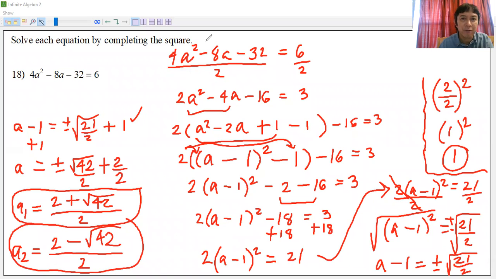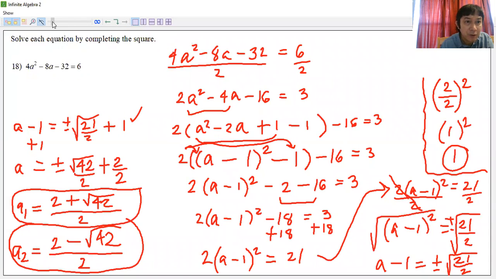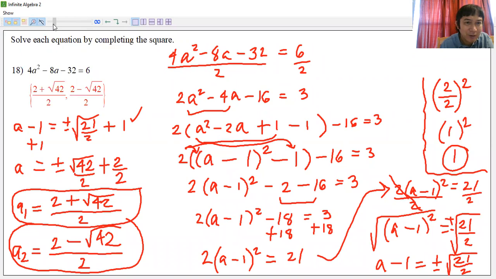And we can now verify the answers. All right, let us see. This is our answer. All right, let us shrink it further so that it will be fitted. Okay, here are the answers. Okay, can we make it larger a little bit? Okay, you can see it there. 2 plus the square root of 42 over 2, comma, and then 2 minus the square root of 42 over 2. These are exactly our answers. All right, so these are correct.